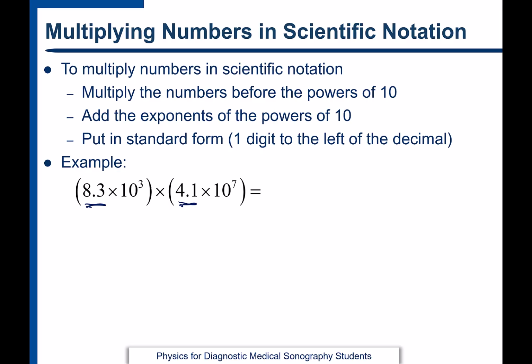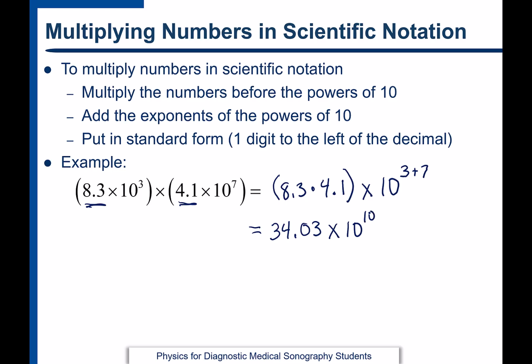And so what this would come out to be would be 8.3 times 4.1. I'm just going to multiply those numbers that are in front, and then I'm going to add the exponents on the powers of 10. So I'd have 3 plus 7. If we do this math, we get 4.1 times 8.3 is 34.03. And then 3 plus 7 is 10, so I'd have that times 10 to the 10th.